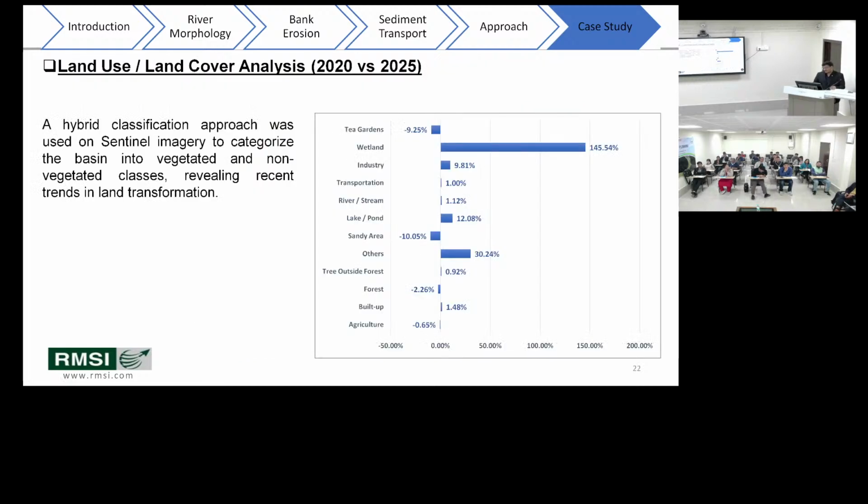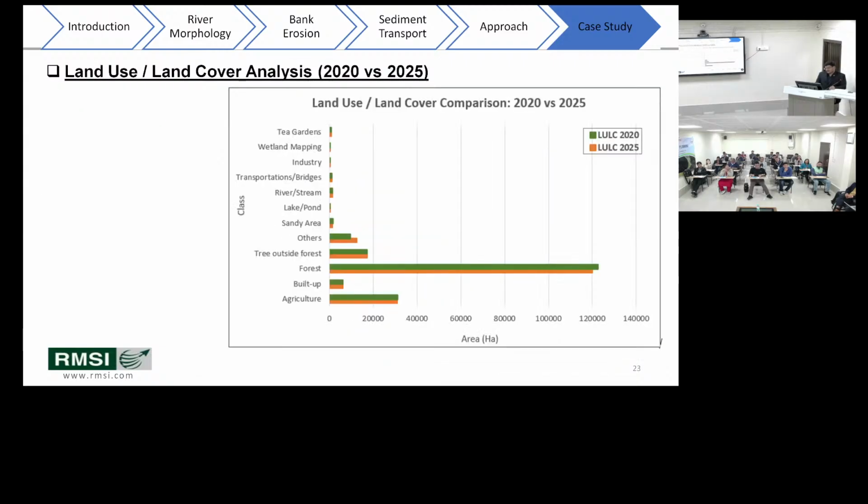Coming to the tabular form, here we can classify that we have taken 12 classifications of the land, and we are finding that wetland is increasing the most and forest area is also decreasing. It is decreasing around -2.26%, meaning 2% of forest area has been reduced from 2020 to 2025. This is the LULC map showing the percentage change in different classes.